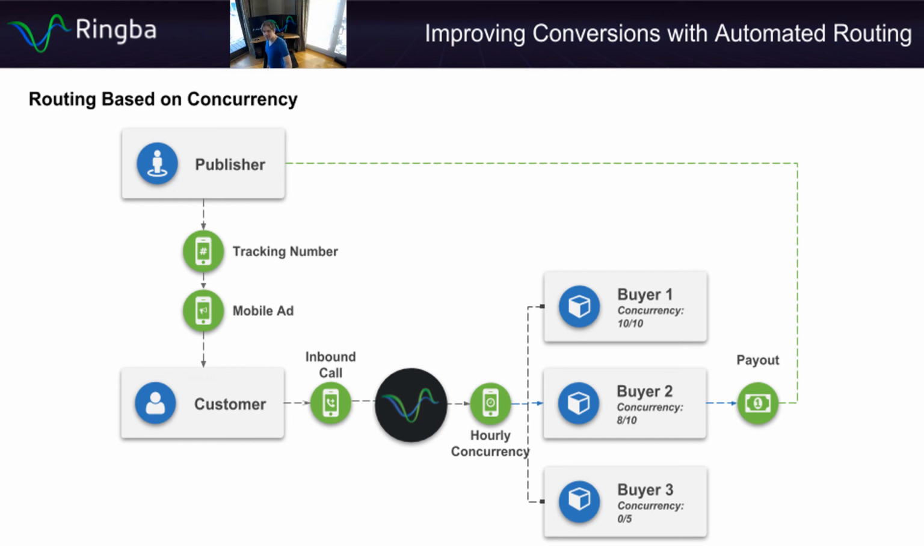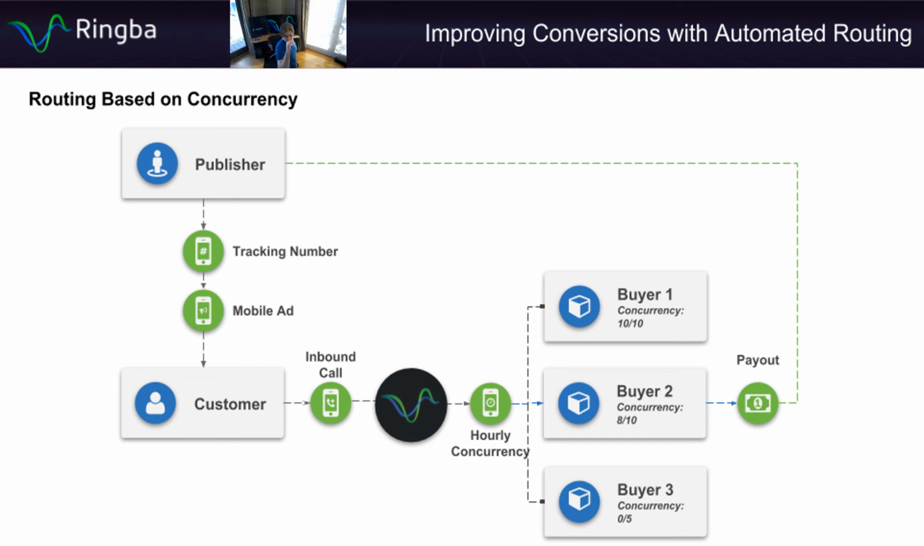So back to the example, we're going to look at hourly concurrency. And so buyer one's 10 out of 10, they're maxed. They're not getting any more phone calls. As soon as someone hangs up the phone that's connected to buyer one, we'll automatically route them another phone call based on their priority, their weighting, their payout, all the stuff we've already covered.